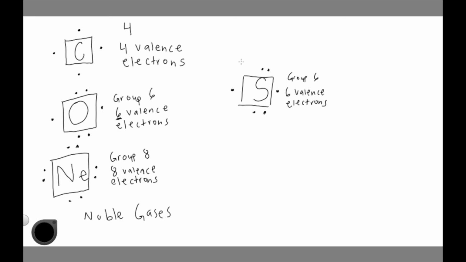So if we compare the Lewis dot structures of oxygen and sulfur, we can see that they have the same valence electron configuration, because they exist in the same group, right? They're in the same column of the periodic table. Now, that's not to say that they have the same number of electrons. That's only to say that they have the same number of electrons in their outermost shell, the same number of valence electrons. So when we're drawing Lewis dot structures, we're only concerned with the electrons in the outermost shell.